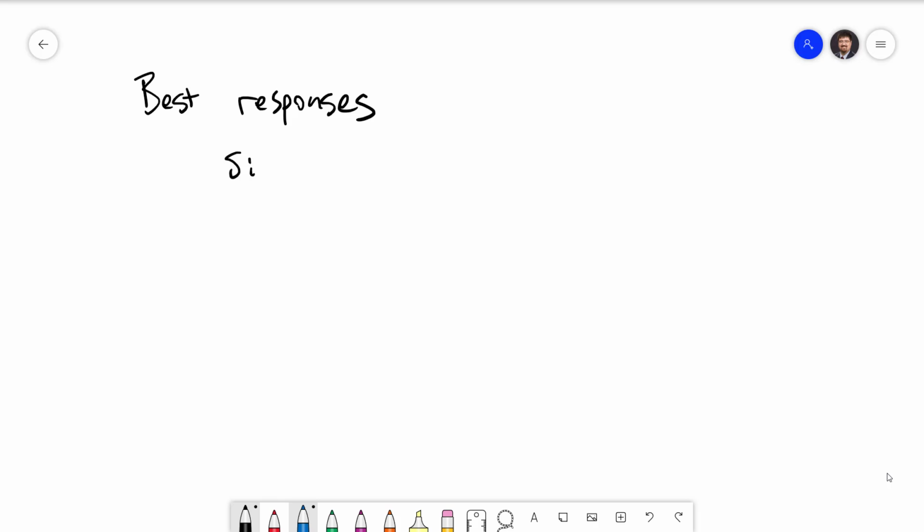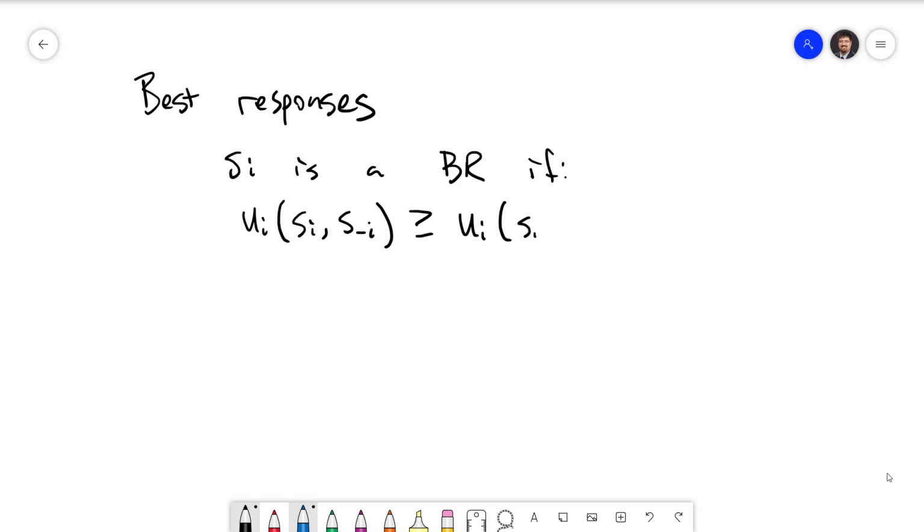Strategy S_i is a best response if player i's utility that they get from S_i and S_not_i, remember that S_not_i is the other player's strategy, is at least as high as the utility that they get from S_i prime and S_not_i for all S_i prime in the strategy set big S_i.